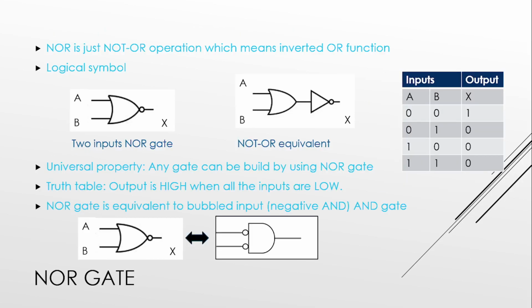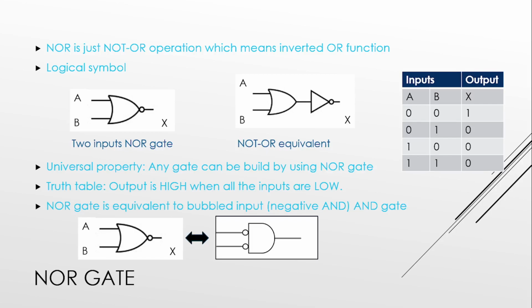Now let us see 2 universal gates, NOR gate and NAND gate. So first of all, let us study NOR gate. Here N simply represents NOT and OR is OR gate. So NOR is just a NOT OR operation. That means exactly the inversion of the OR operation. Okay, so it is an inverted OR function.